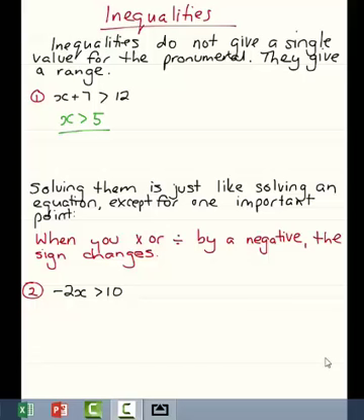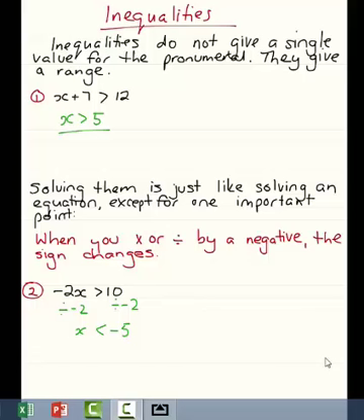Okay, so if you have a look at number 2, we've got minus 2x is greater than 10. So in order to solve that, I need to divide both sides by negative 2. So when I do that, I end up with x, and then I have to change the sign so it points in the other direction, and then 10 divided by negative 2 is negative 5. So it's really important that you remember to change that sign, otherwise your answers aren't going to make sense.